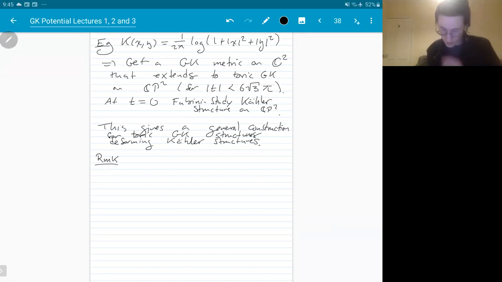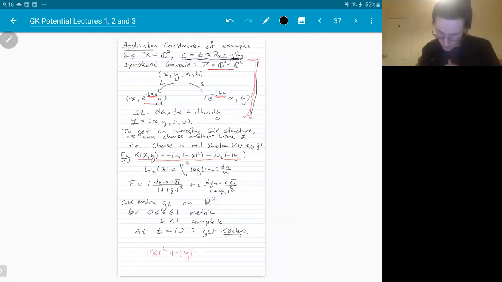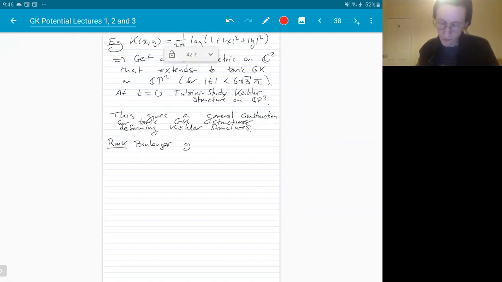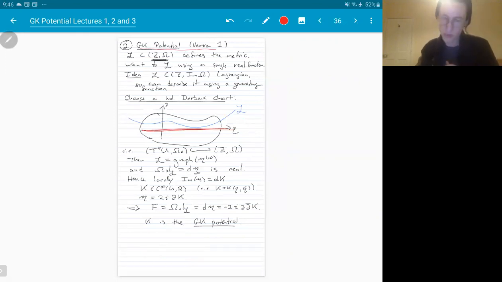Maybe a remark again. Sorry, what is said in this second example? It's the same space here. If you want to complete it to CP2, then it will live on the cotangent bundle or a deformation of the cotangent bundle. So it will be like in the Donaldson case, but instead of having the projection, those will be deformed to different maps. So for examples like these, this version of the generalized Kähler potential works really well.